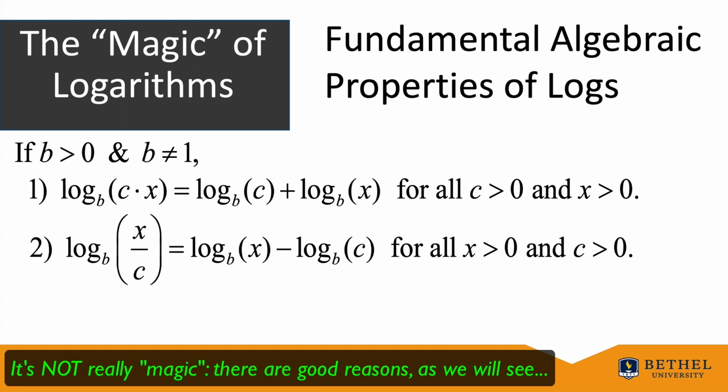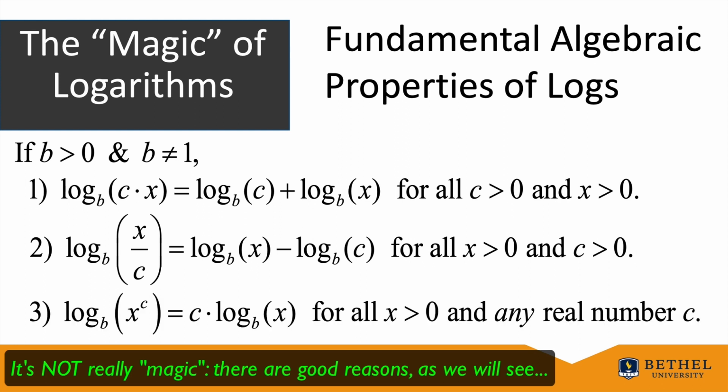And the last of these properties converts exponentiation to multiplication. The log of x to the c power is c times the log of x. This is true for any positive number x and actually any real number c, positive, negative, or 0. These properties are hard to remember, but they are fundamental if you want to understand and use logarithms. For efficiency's sake, it's worthwhile to take the time to memorize them.